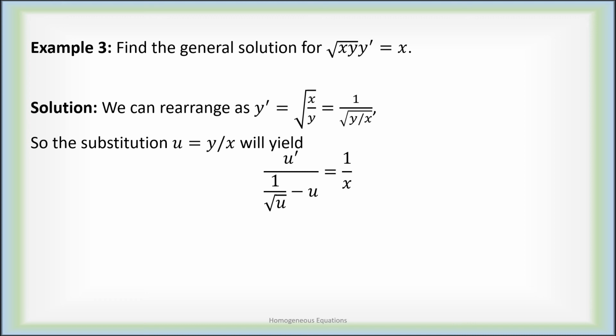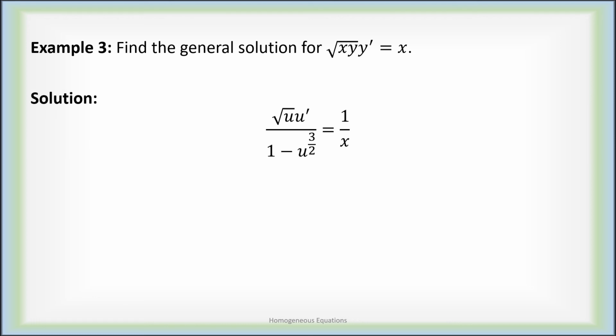Therefore, we get the following separable differential equation, u prime over q of u minus u equals 1 over x. Do a bit of algebra to turn this into root u prime over 1 minus u to the 3/2 is 1 over x. So we've simplified into the following separable differential equation, and now we just need to integrate both sides.